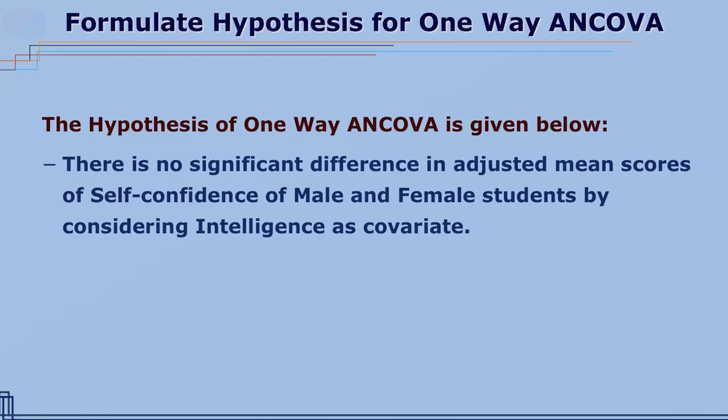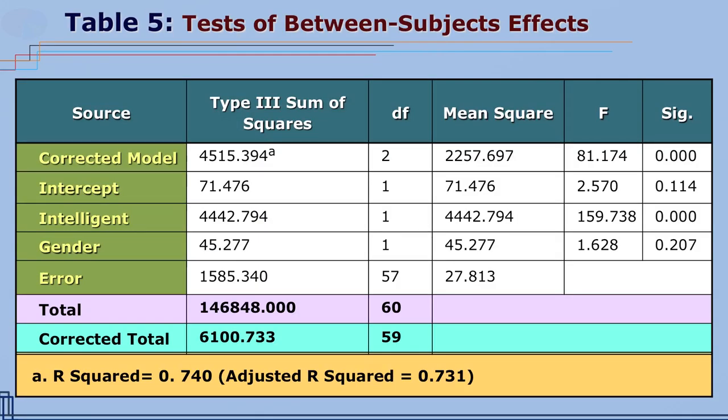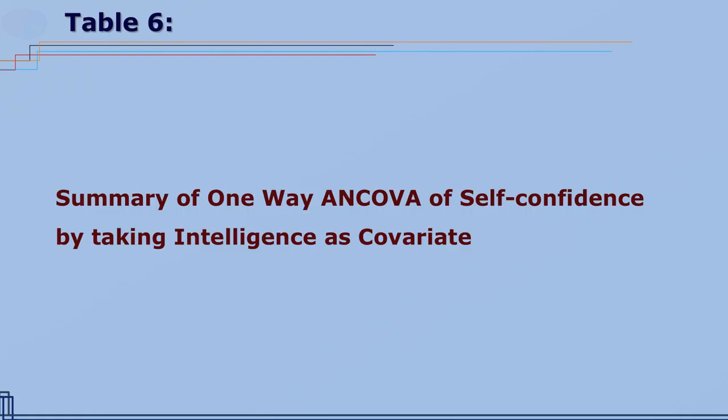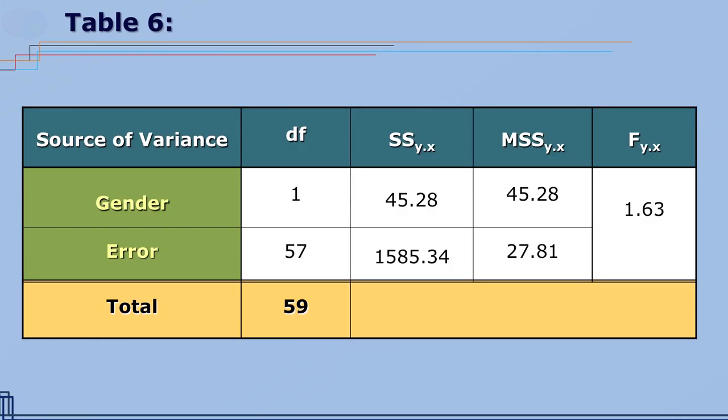For testing the hypothesis, one has to use one-way ANCOVA. The output of SPSS is given in Table 5. From the output of SPSS, the results have been given in Table 6. From Table 6, it can be seen that the adjusted F value is 1.63, which is not significant.